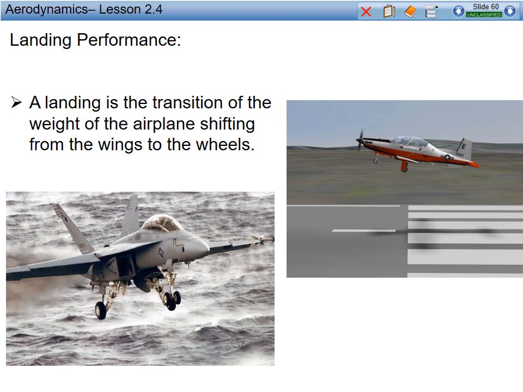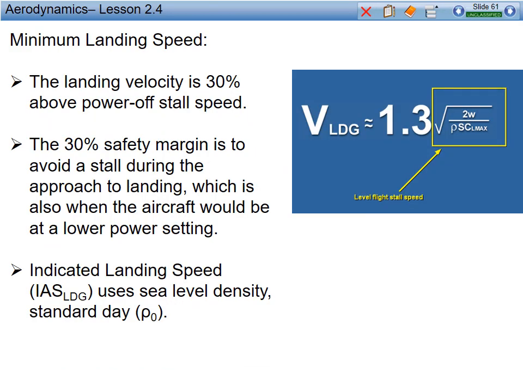Landing performance. A landing is the opposite of a takeoff. Transition of the weight of the airplane, shifting it from the wings back to the wheels. Minimum landing speed, or landing velocity, is 30% above power off stall speed. The 30% safety margin is to avoid stall during the approach to land, which is also when the aircraft would be at a lower power setting. Indicated landing speed uses sea level density standard day.